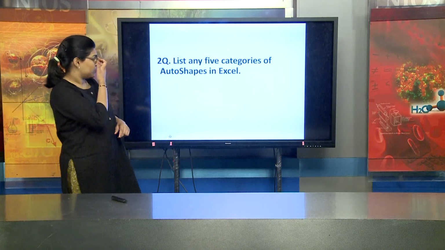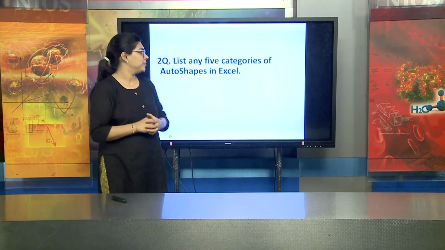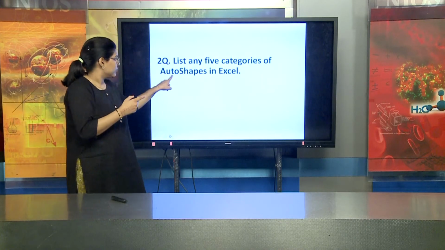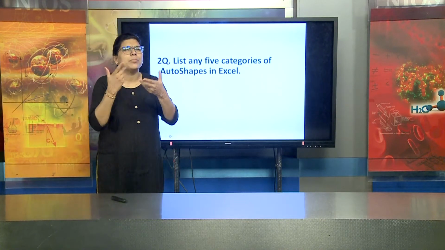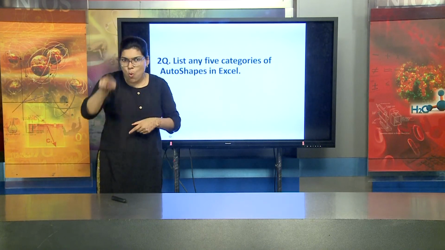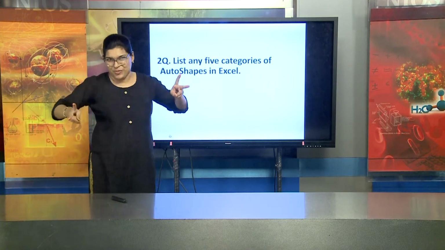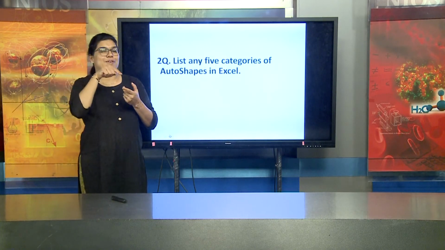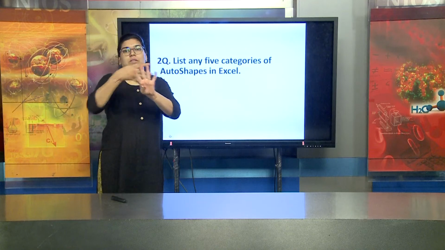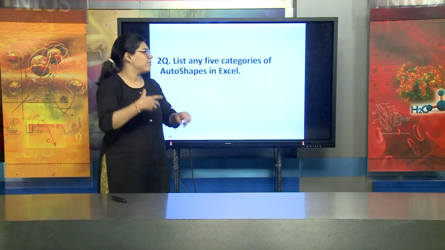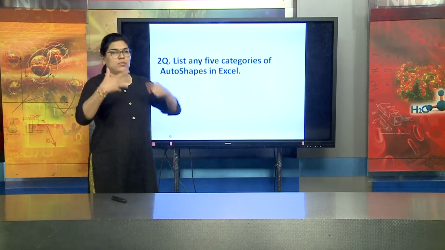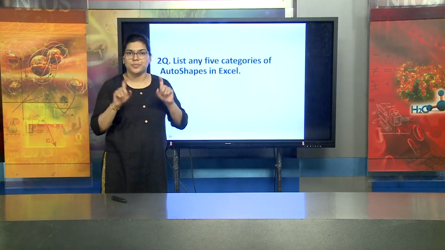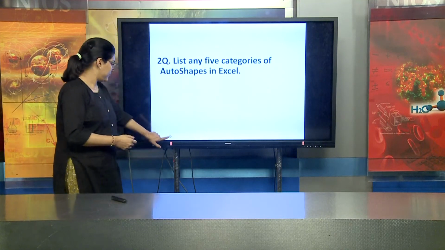Let us move ahead. This is second question. Here we have to list any 5 categories of auto shapes in Excel. We have to remember the names of those 5 categories. Here you have to list any 5, so try to remember all those categories' names.